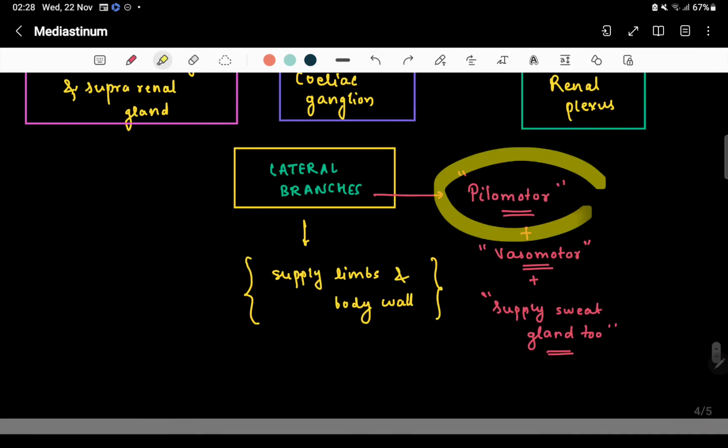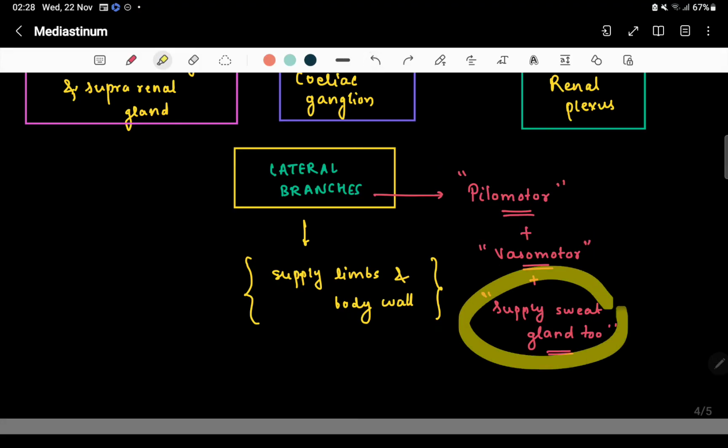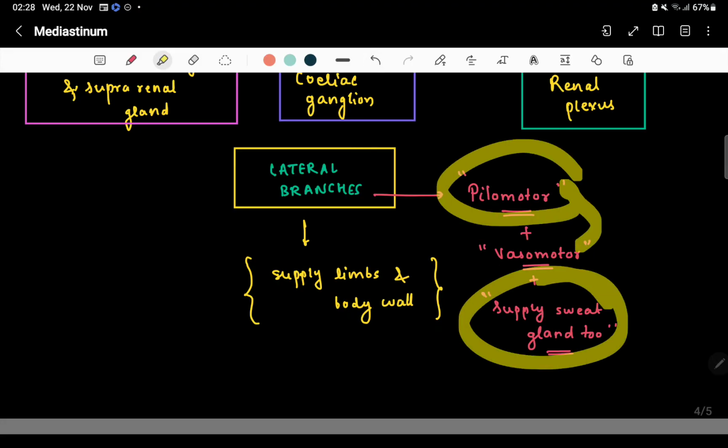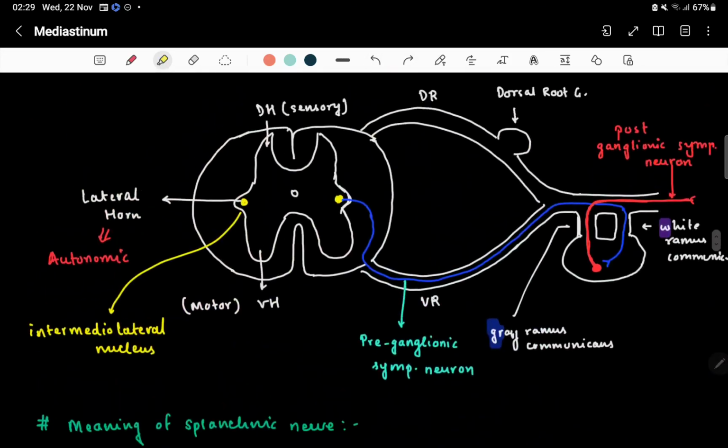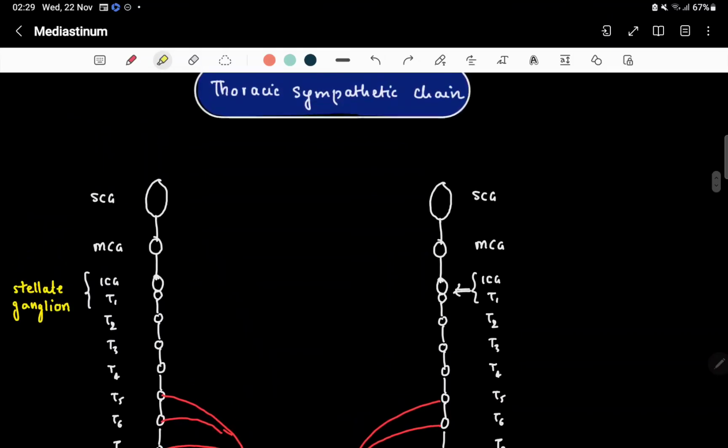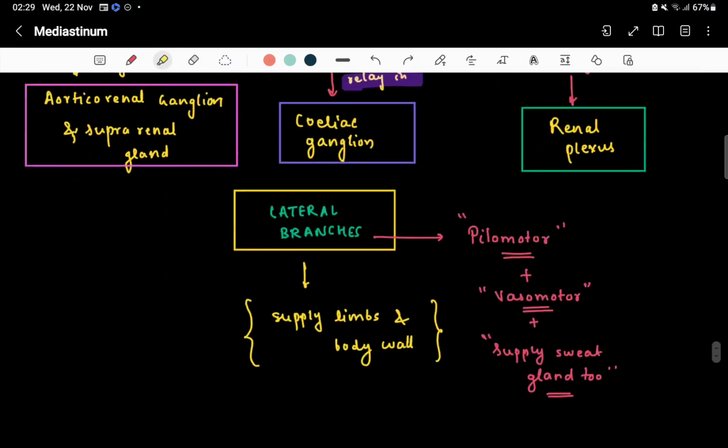Talking about the lateral branches, these are pilomotor and vasomotor, and supply the sweat glands also. They supply the limbs and the body walls. I haven't shown the lateral branches in this diagram. We have only shown the medial branches. So that's all about the mediastinum. That's all about the thoracic sympathetic chain. That's all about your thorax.